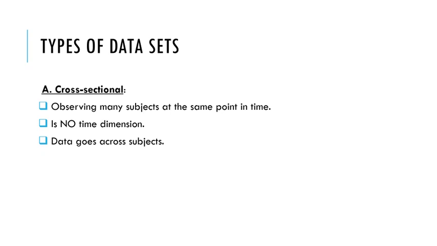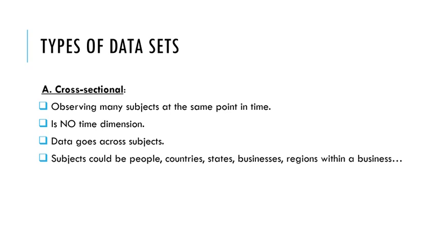So the data in my data set goes across subjects. So could be person 1, 2, 3, company 1, 2, 3, but it doesn't grow across time. Now remember, as we've talked about before, subjects in a data set could be people, they could be countries, they could be states, businesses, they could be regions within a business. Again, we want to get in the habit of asking ourselves, for this data set, what constitutes an entity? What is an observation?